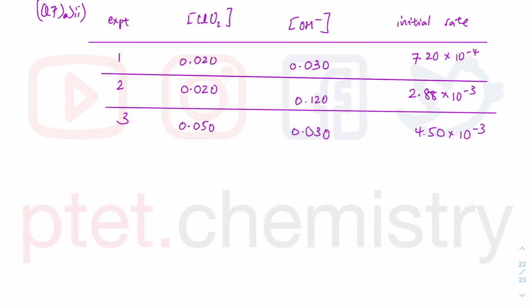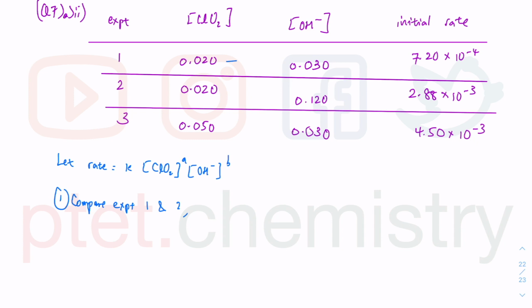Okay, so what do we know? At the moment, let the rate be rate constant times ClO2 to the power of A and OH minus to the power of B. Explain your reasonings for 2 marks. So compare experiment 1 and 2.